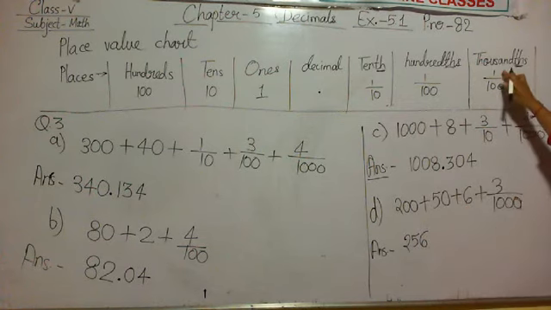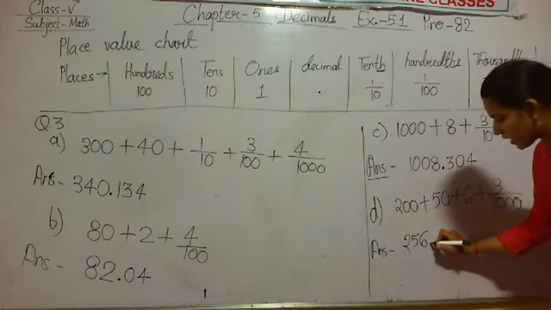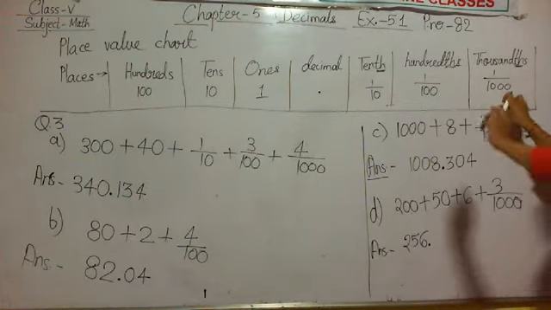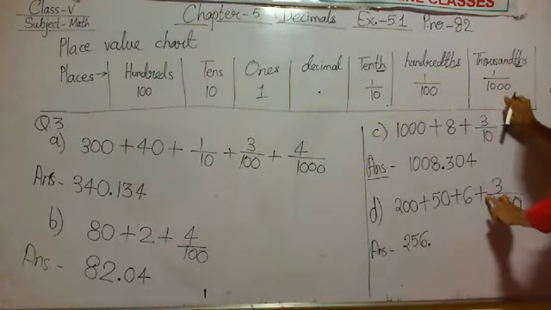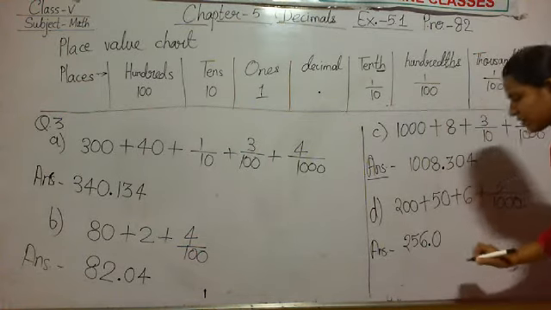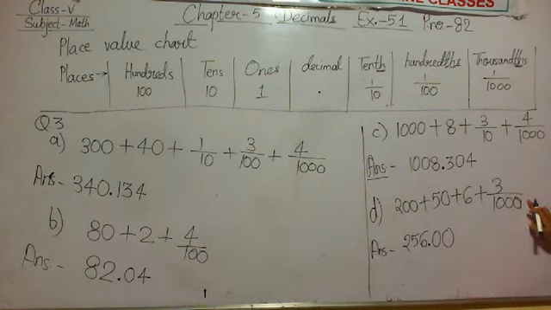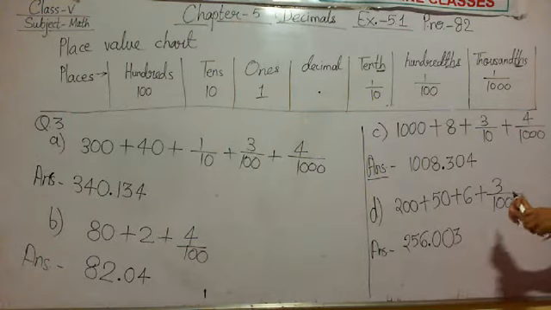Now 3 upon 1000. You know that 1 upon 1000 means it is at the 1000th place, which comes after the decimal. So here I need to put a decimal. The 1000th place comes after the 10th and 100th places. There is no term for the 10th and 100th place, so I will put a 0 at the 10th place and a 0 at the 100th place, but at the 1000th place there is a number, that is 3. So I am going to write 3 here. This is how we write in short form.